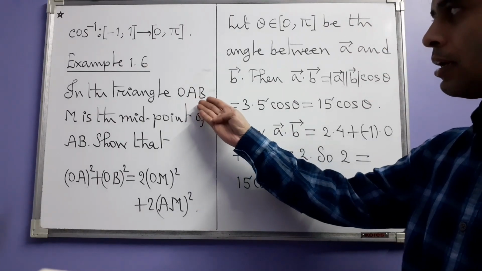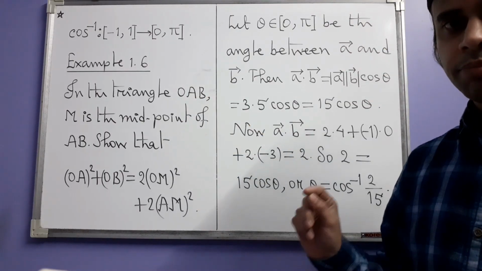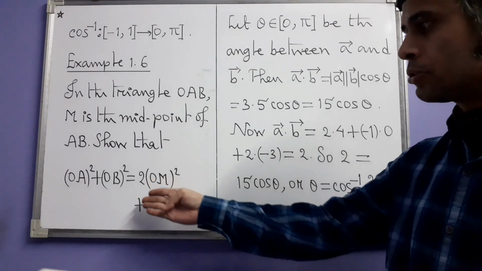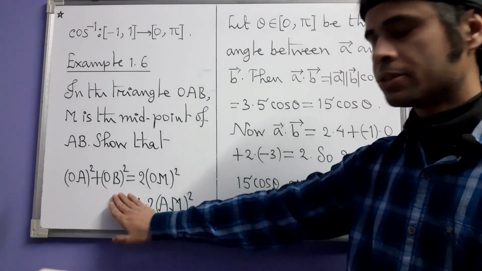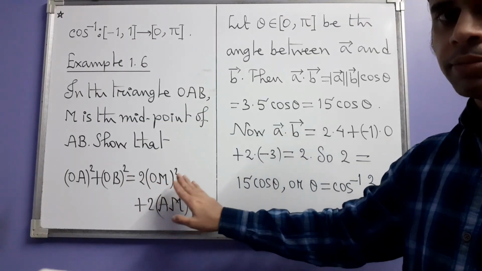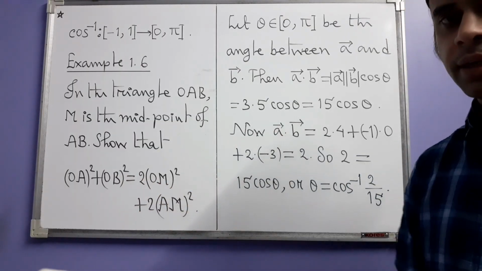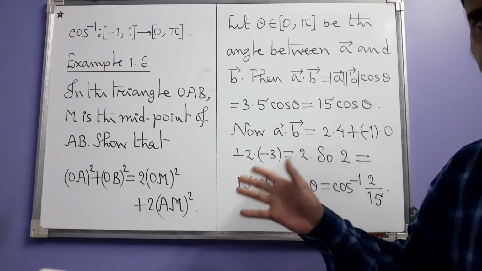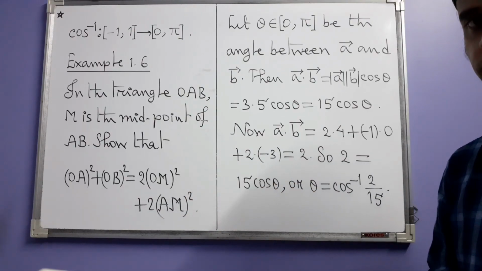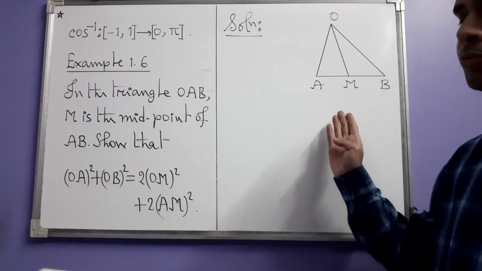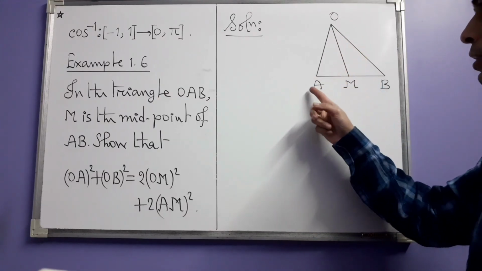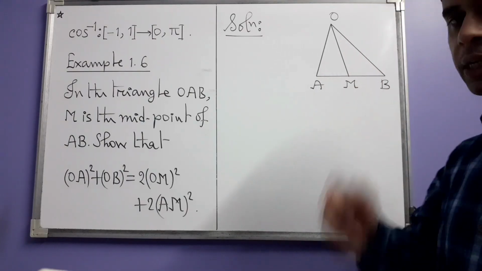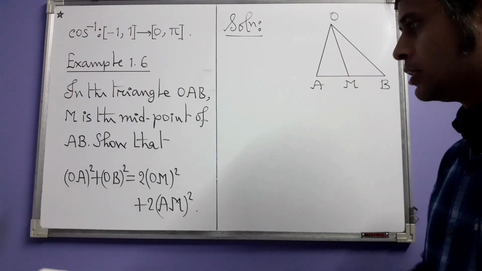In the triangle OAB, M is the midpoint of the side AB. Then we have to show this. OA squared plus OB squared equals 2 times OM squared plus 2 times AM squared. So let's draw the figure, otherwise we won't really understand what it is that we are trying to prove. So this is the figure. So this is our triangle OAB, and M is the midpoint of AB, and we join O and M also by a straight line segment.